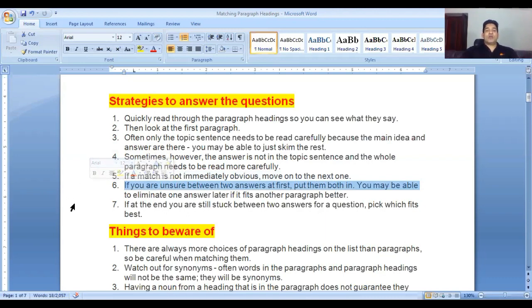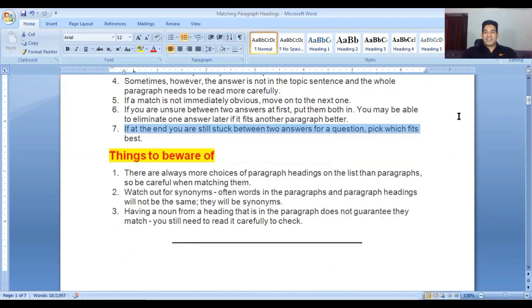Number 6, if you are unsure about 2 answers at first, put them both in. You may be able to eliminate one answer later if it fits another paragraph better. This is very important. Now number 7, if at the end you are still stuck between 2 answers for a question, pick which fits best. This is very, very important because most of the time students remain confused about which one would be better. They drag both of the answers with them and it becomes difficult for them.